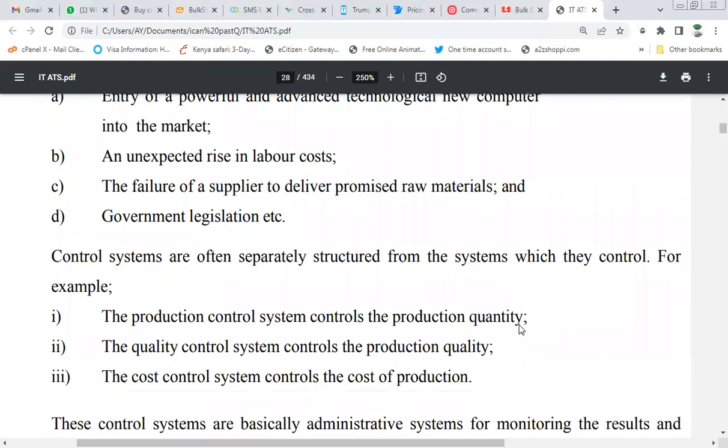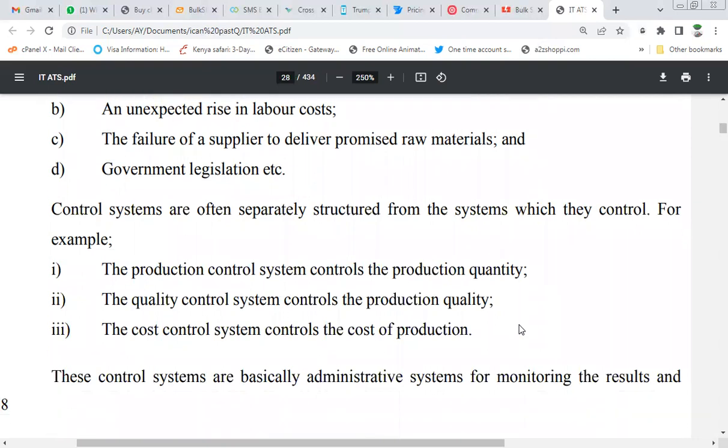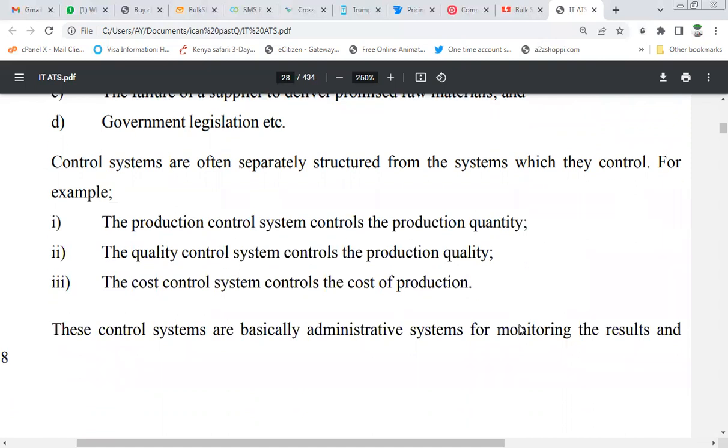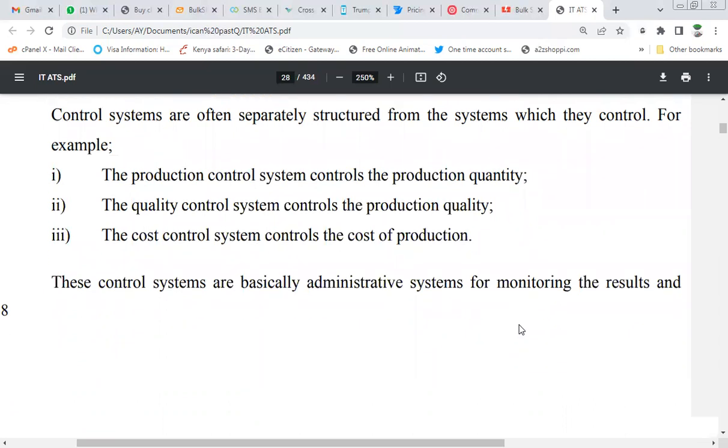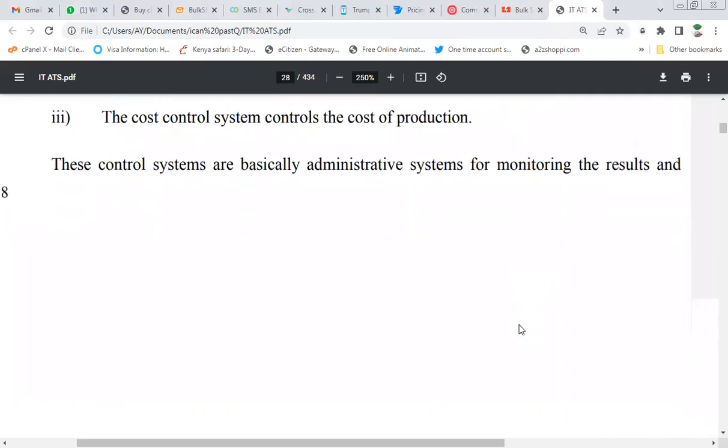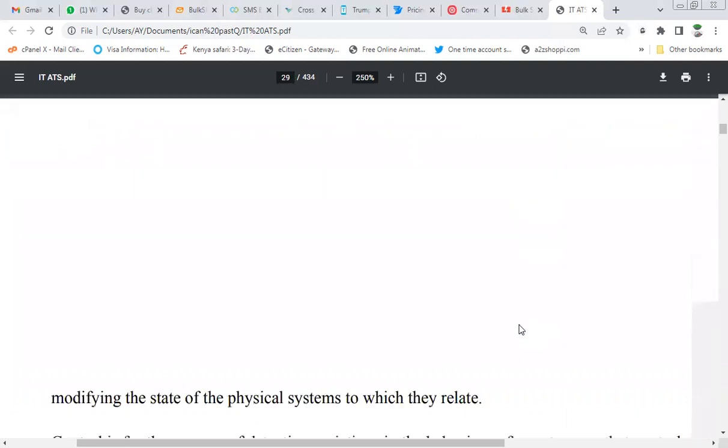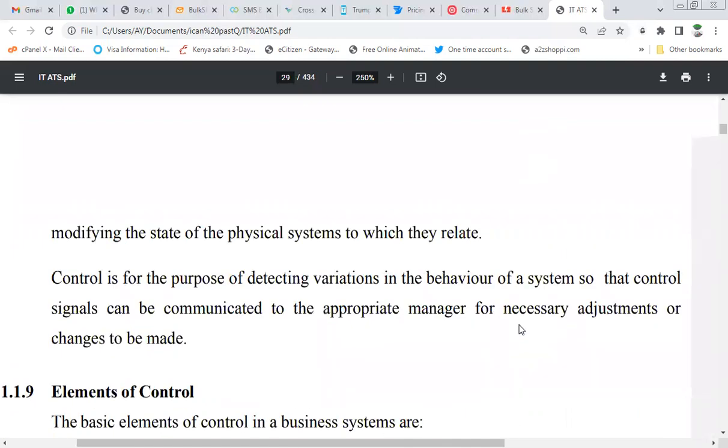For example, the production control system controls the production quantity. The quality control system controls the production quality. The cost control system controls the cost of production. These control systems are basically administrative systems for monitoring the results and modifying the state of the physical system to which they relate.